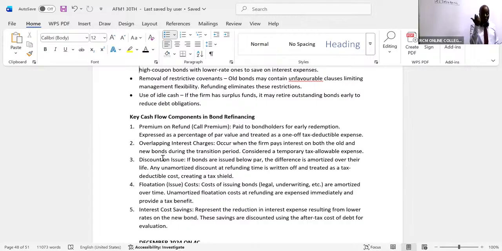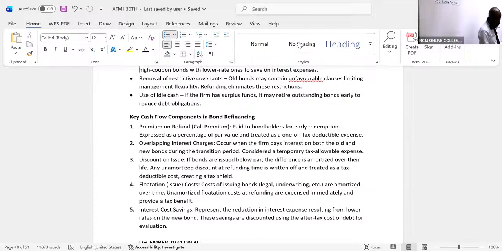Yeah, more, additional, just in case you want to pay the mortgage earlier. So we have here what we are calling the call premium on refund, paid to bondholders for early redemption. Then we have what we call overlapping interest charges.